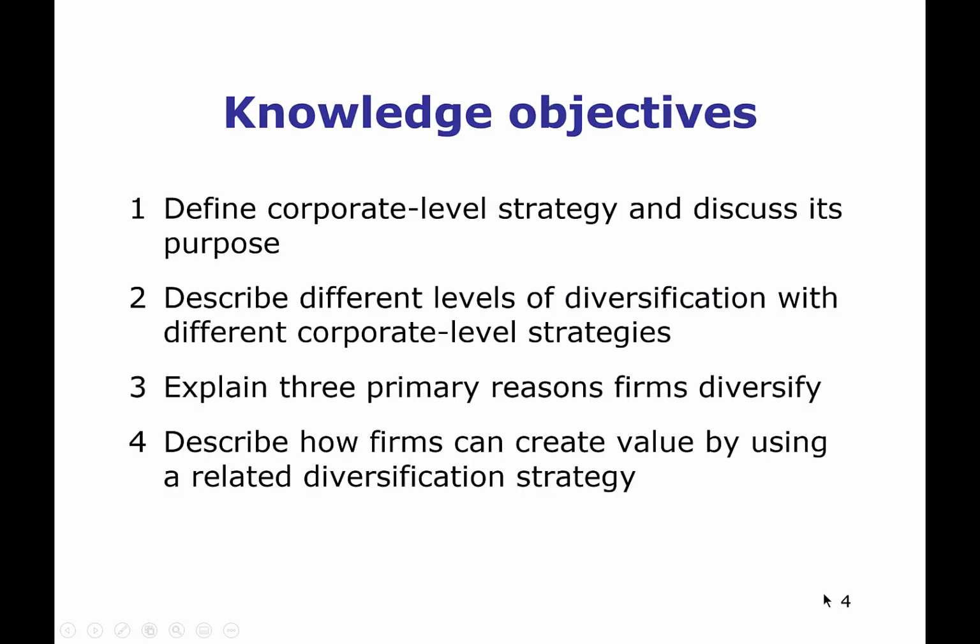So let's look now at what our knowledge objectives are for this week. On successful completion of this topic, students should be able to define corporate level strategy and discuss its purpose, describe different levels of diversification and how they relate to different corporate level strategies, explain 3 primary reasons that a firm diversifies, and describe how firms can create value using either of the related diversification strategies, which are related constrained and related linked.